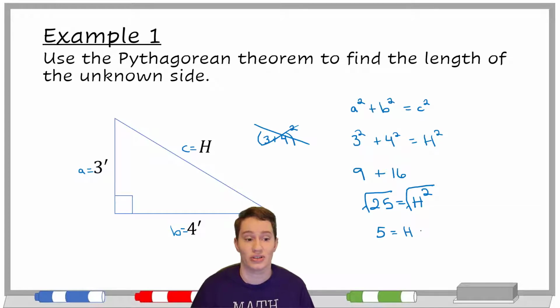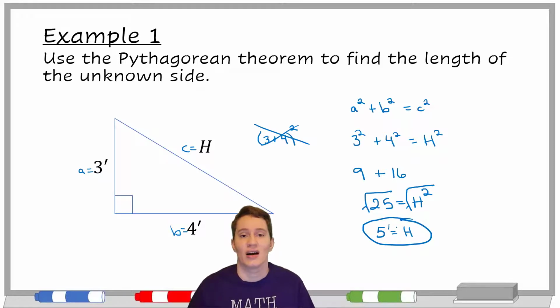Let's go back and look for units though. This is in feet, so it's 5 feet. And then we can circle it and say, hey, we're done. That's how we use the Pythagorean theorem to find the unknown side, in particular to find the unknown side when the unknown side is the hypotenuse.